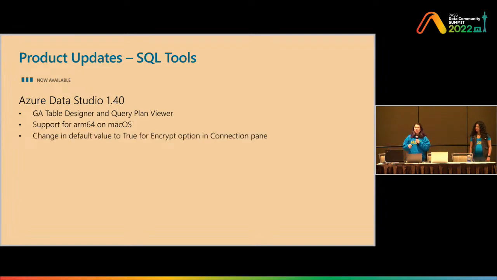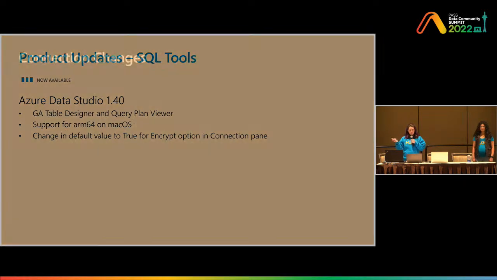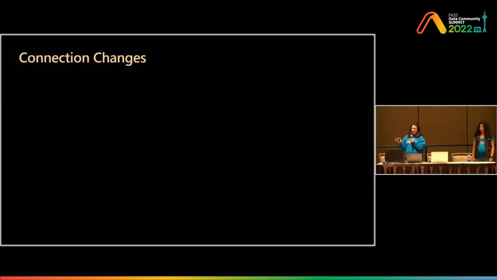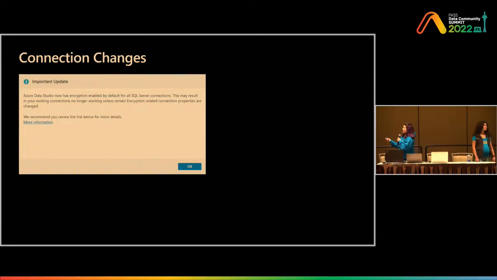We have a big change in connections in Azure Data Studio, and I actually have a couple screenshots to call this out specifically. When you first log into Azure Data Studio after you upgrade, I'm assuming it's not a new install, you've upgraded to 1.40, you're gonna see this message, which is gonna tell you, hey, if you have any existing connections, you might have to make some changes to that.